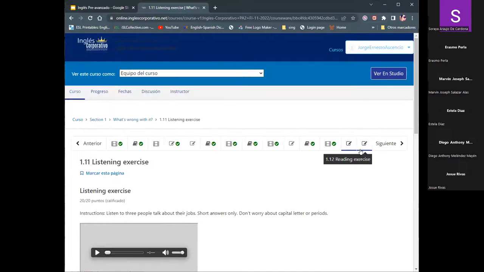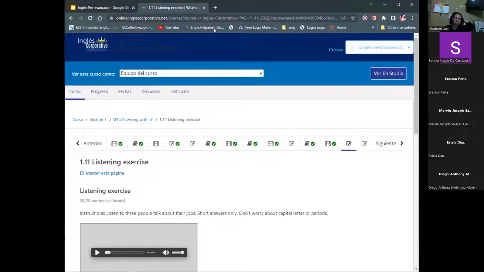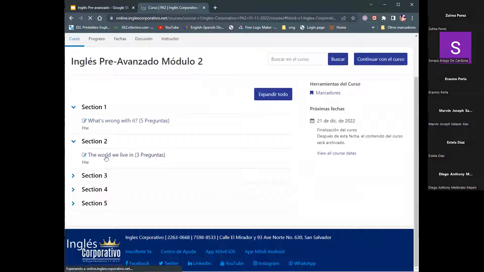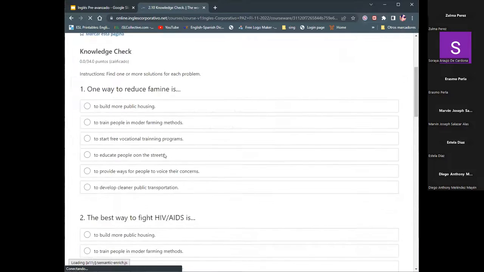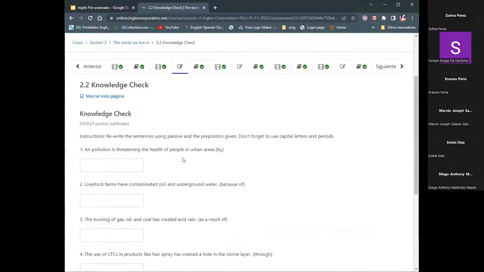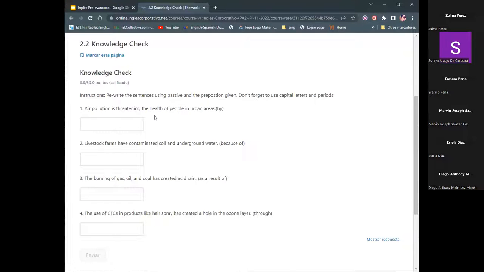No questions? Okay, perfect. So we can continue right now with knowledge check 2.2. We are going to check it right now. We have an activity. Which one? The exterior part of the car. Exactly, yes. This one, knowledge check 2.2, right? Okay. Instructions: rewrite the sentences using passive and the preposition given. Don't forget to use capital letters and periods.